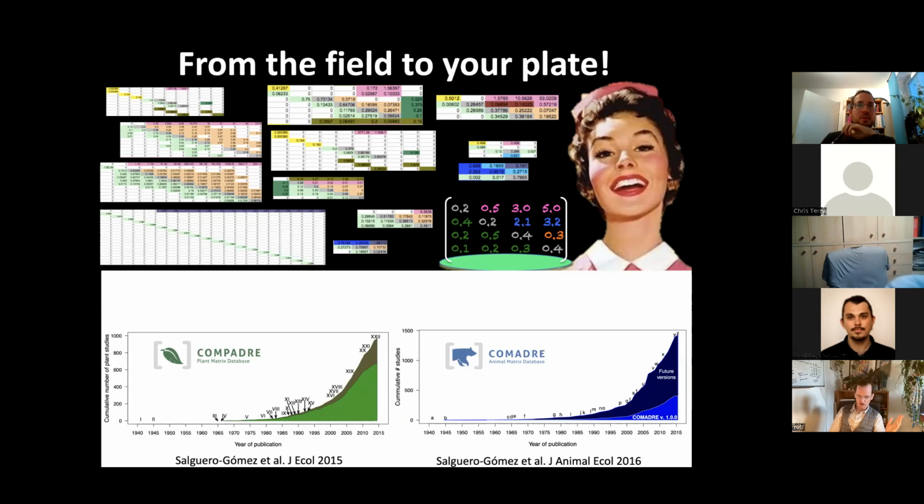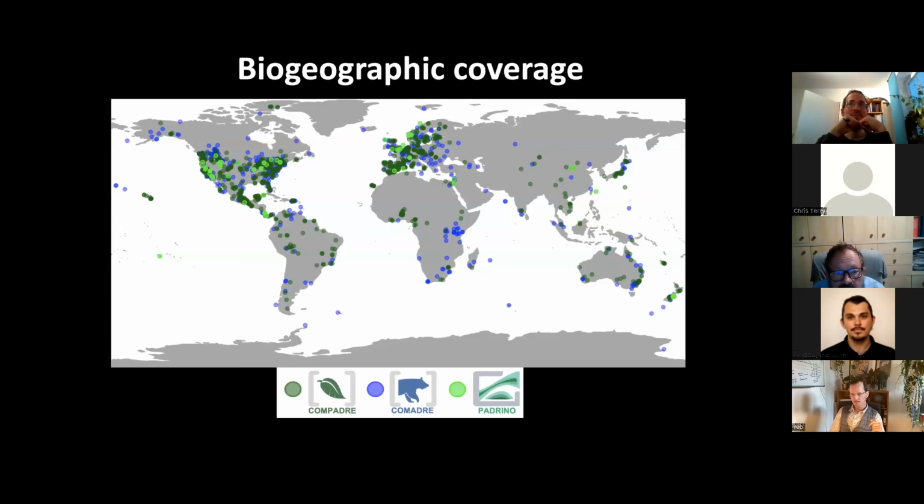And this data, just to show you, have been growing exponentially through time. On the bottom left, you have got a cumulative increase of matrix population models, in this case for the plant kingdom, and the same is depicted on the bottom right for the animal kingdom. This is another way of representing the map that I showed you before. Dark green corresponds to matrix population models from the plant kingdom, blue, matrix population models from the animal kingdom, and light green, integral projection models, regardless of taxonomic affiliation. So Padrino includes both plants and animals.